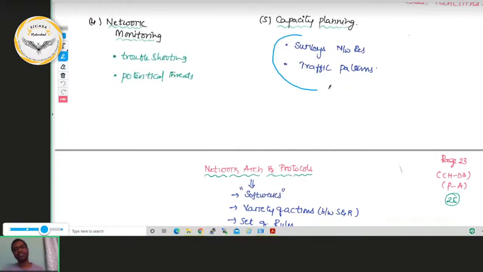Capacity planning is nothing but surveying network resources. Depending on the traffic patterns, if you are allocating the resources, that is called capacity planning. A simple example: let us say you take Panjagutta Junction. In Panjagutta Junction at 5 o'clock, do we have traffic? No. So do we require a traffic constable? Not required. Let us say at 8 o'clock, do we have traffic? Yes, we have mild traffic. Do we require a traffic constable? One traffic constable is enough.